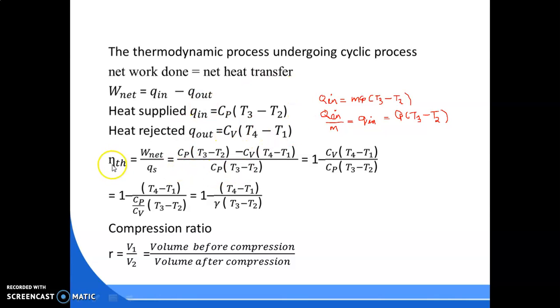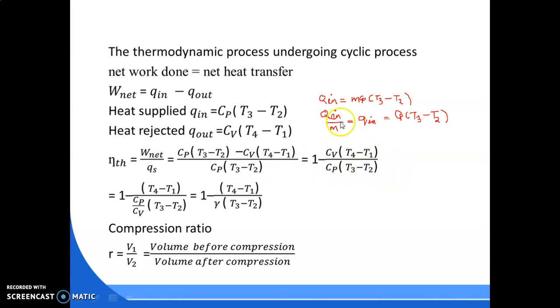Then we will discuss the thermal efficiency. Thermal efficiency is equal to W net, the net work done, divided by heat supplied, or Q in. Net work done is equal to Cp (T3 minus T2) minus the heat rejection Q out, which is Cv (T4 minus T1), because W net is equal to Q in minus Q out, divided by Q in. What is your Q in? Q in is equal to Cp (T3 minus T2). So Cp (T3 minus T2) divided by Cp (T3 minus T2) is 1, minus Cv (T4 minus T1) divided by Cp (T3 minus T2).